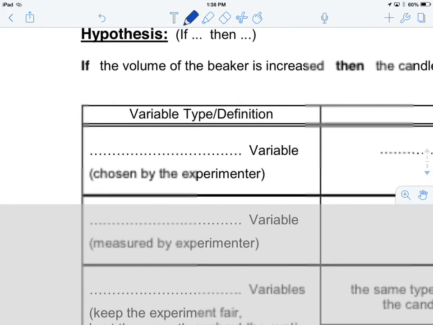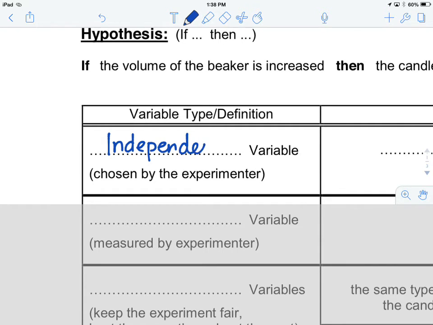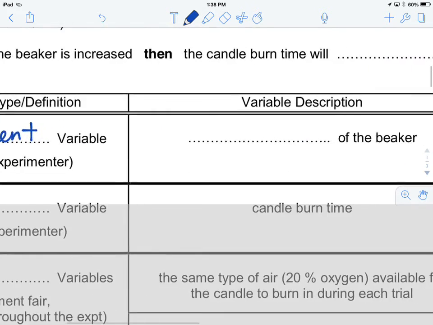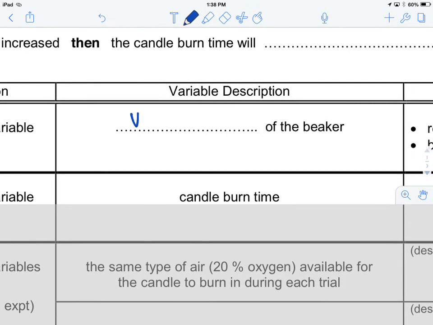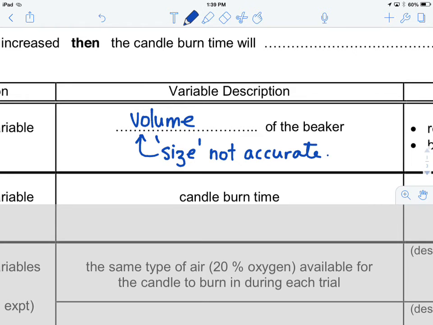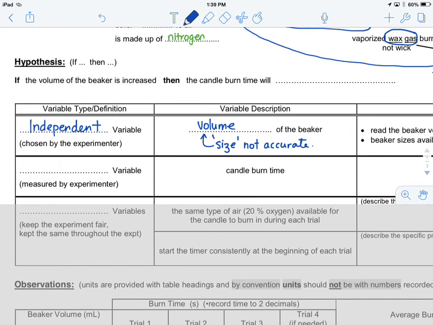This is what's chosen by the experimenter, the independent variable, and this would be the volume of the beaker. Now, remember, we're striving for specificity. Do not say size of the beaker, okay? Because this is just not as accurate, right? We want to be specific. We want to be accurate. Volume of the beaker is what we're talking about.